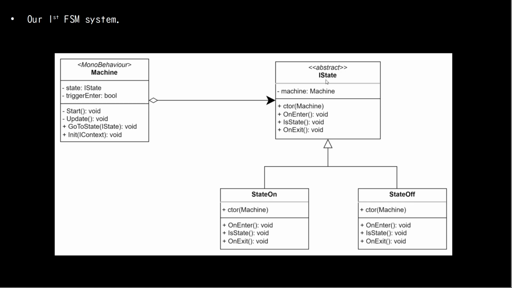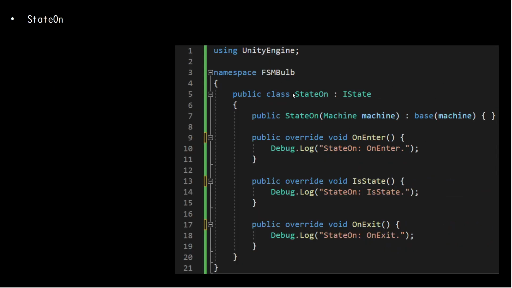Next, we implement the IState. Now we're going to inherit from the IState. The first state we're going to implement is StateOn. As we can see, we declare a class named StateOn, and it inherits from IState. And we implement the constructor for StateOn. Look at line number 7. We declare a constructor having the same name, StateOn, and we pass an argument having a type of machine.